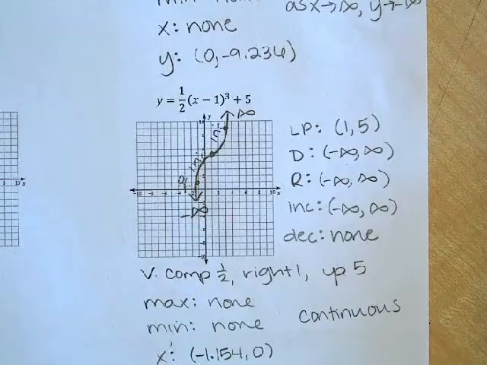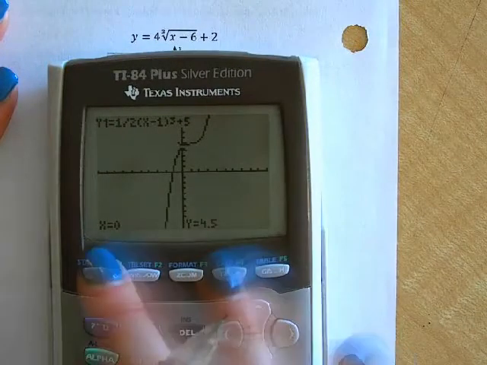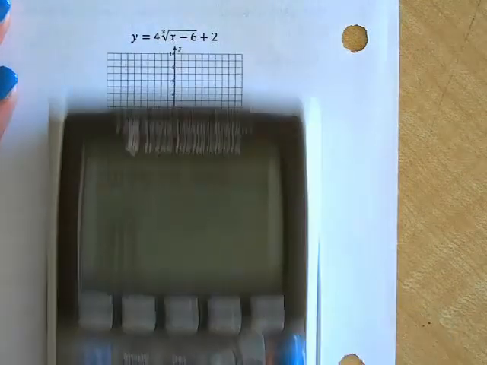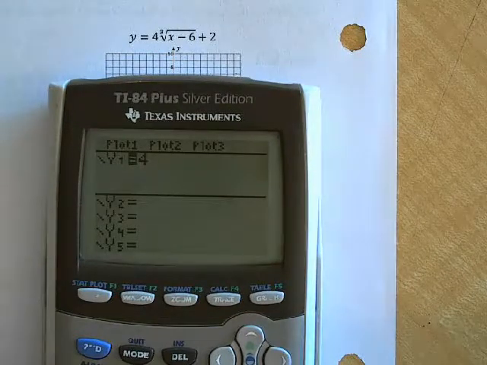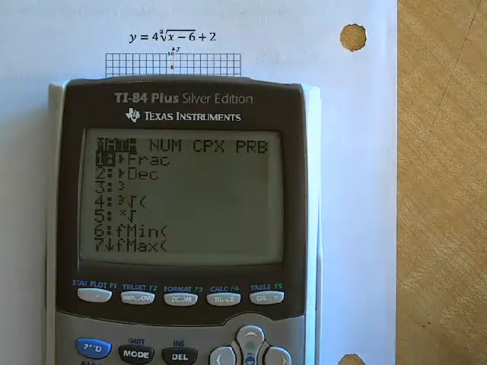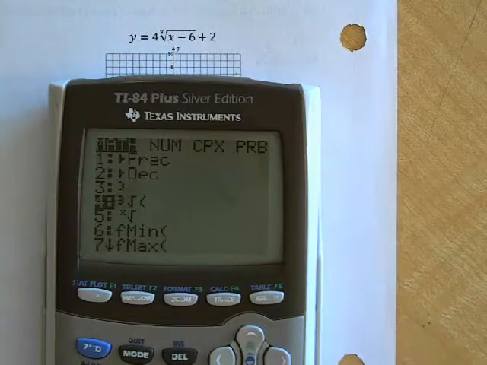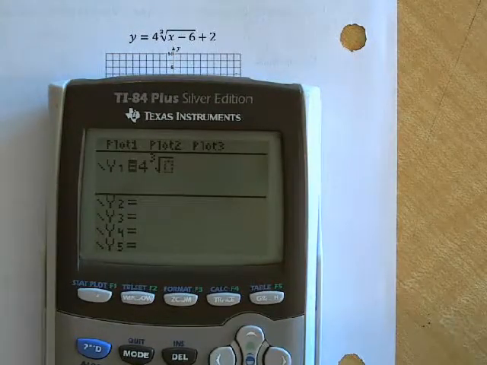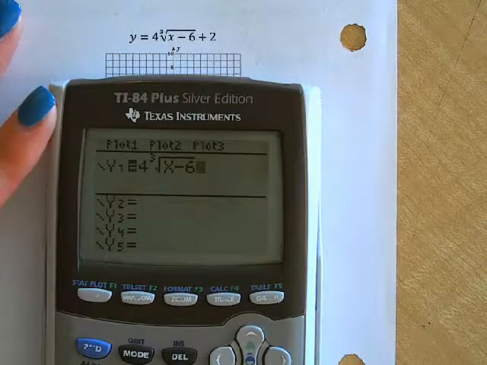All right, last one. I'm gonna flip the page over. So go ahead and type the 4, and then to get that little cube root in there, you hit the math button, and you go down to option number 4, right? So 4, and then we've got the cube root of x minus 6 with a plus 2 on the end.